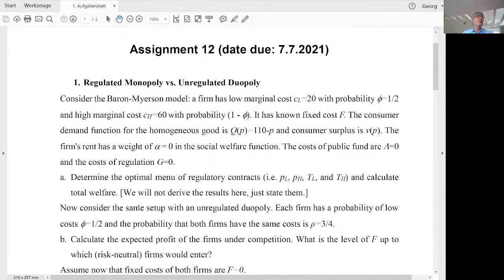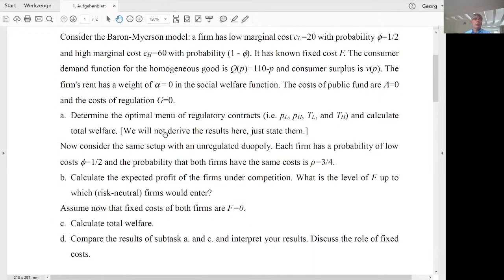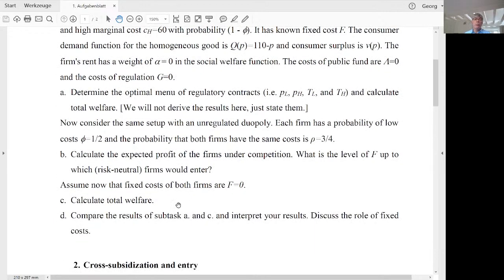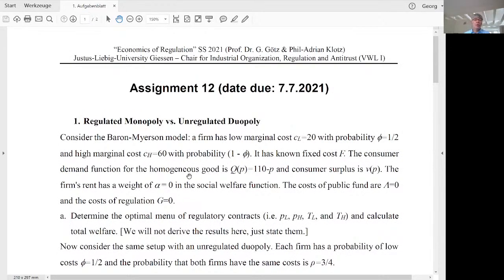Just to show you the assignment, so this is next week on I think on Thursday. Here we have this question with regulated monopoly versus unregulated duopoly, and here you see this part where you should calculate the level of fixed costs so that risk neutral firms would enter. So, hopefully it should get clear after you have solved this problem. Okay.